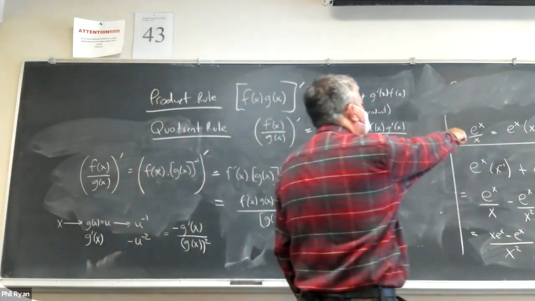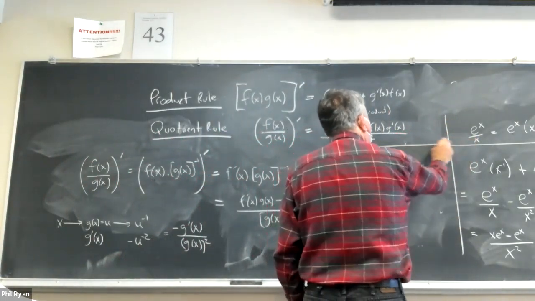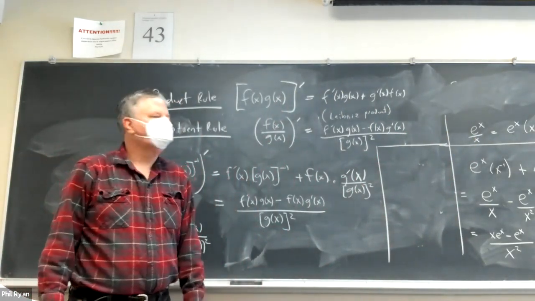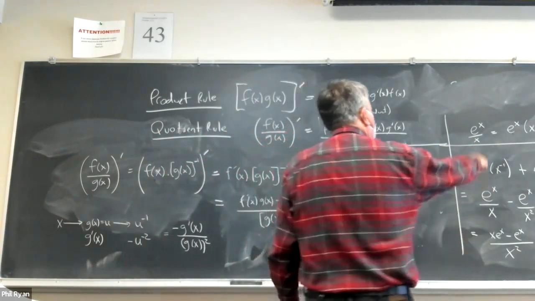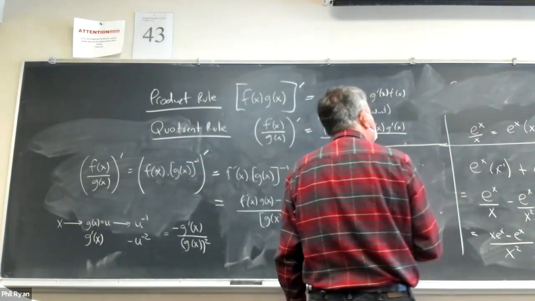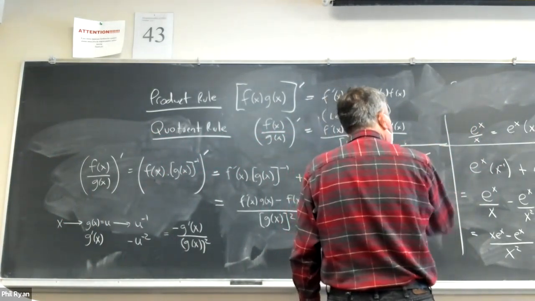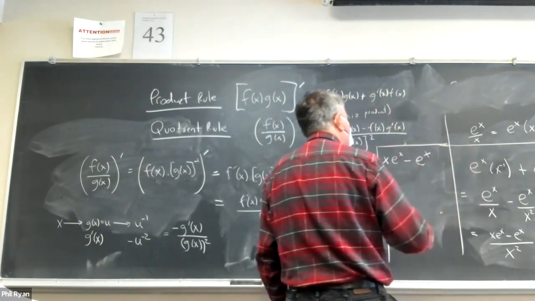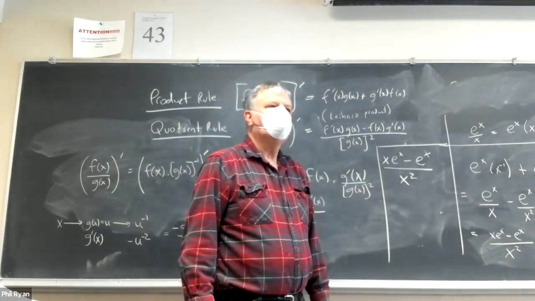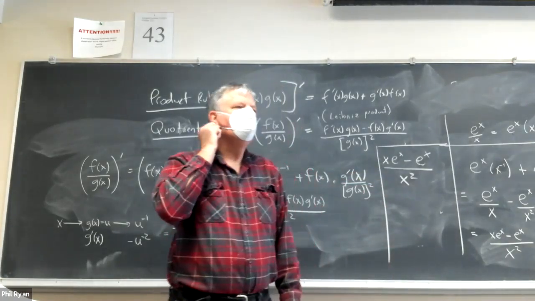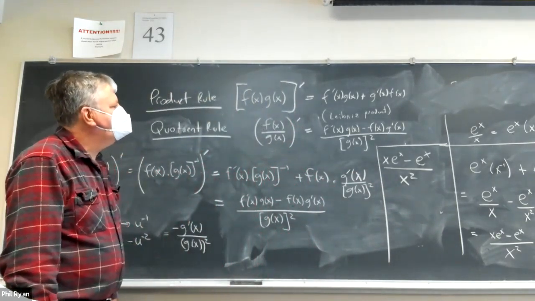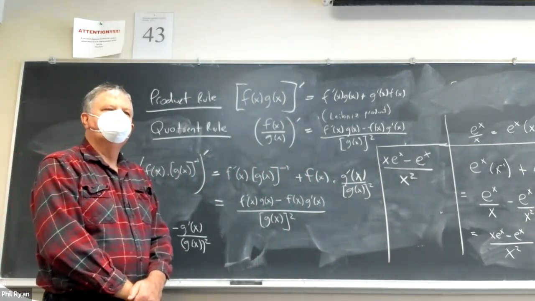Okay, so let's do this one again. And so instead of using it as a product rule, let's use it as a quotient rule. So we go low d high, x times the derivative of e to the x, minus high d low, e to the x times 1 over x squared. As promised, it's a little bit faster, but you get the same answer. So it's up to you what you do.